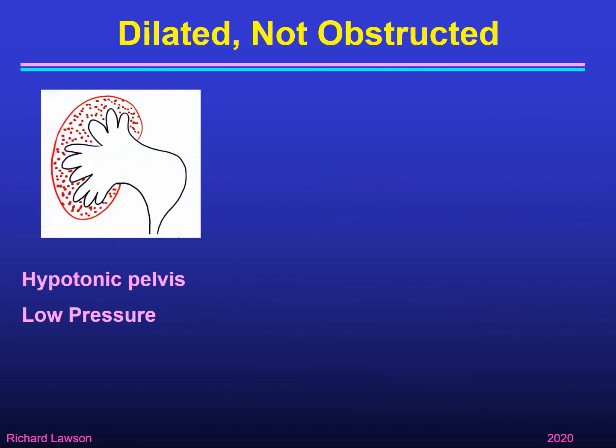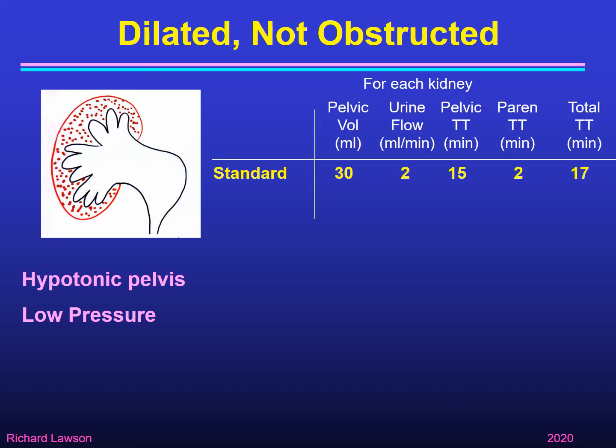But let's move on to a dilated system. This is a hypotonic pelvis, which is a large volume, is dilated, but it's low pressure. So if we look at the figures for this, let's assume that we have a larger volume, maybe 30 mils for the volume of the pelvis, but we still got the normal flow rate of 2 mils a minute. So through the pelvis it's 30 over 2, which is 15 minutes, showing it does indeed take much longer for the urine to get through this dilated pelvis.